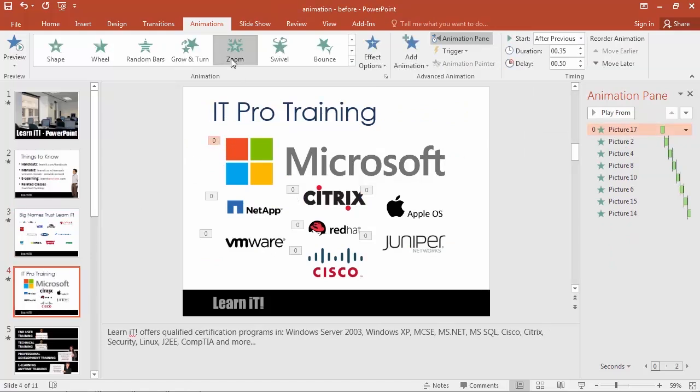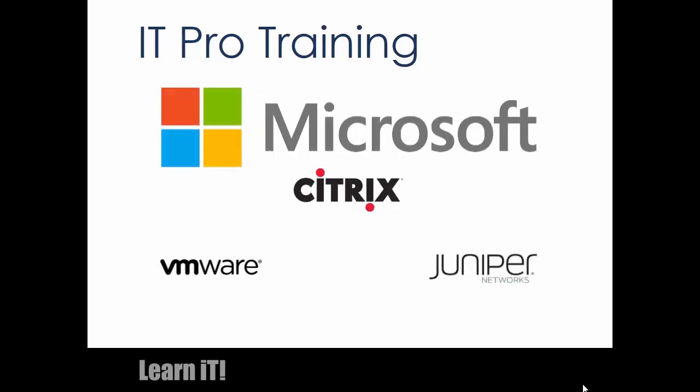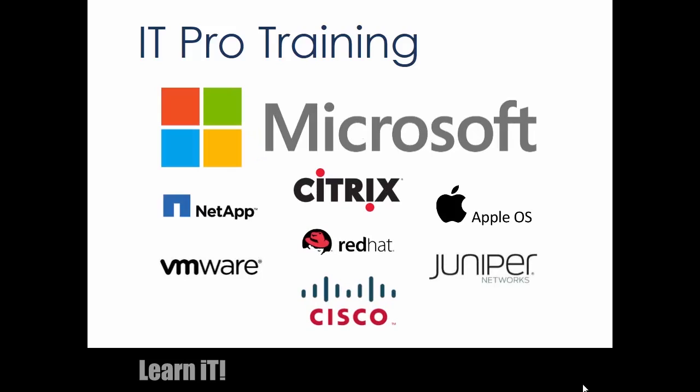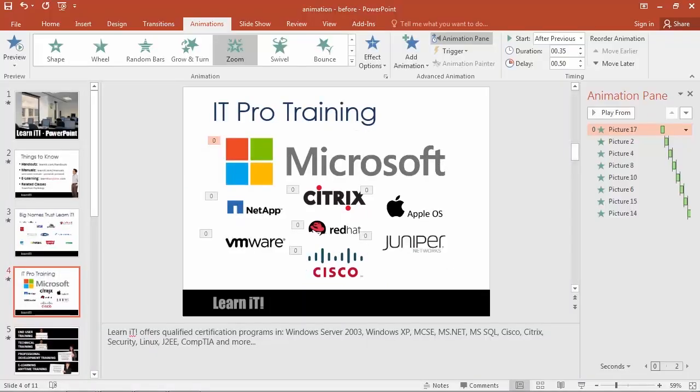Here under IT Pro Training, we've got a zoom animation. Again, it's set to start after the previous, so it happens automatically, and the duration's even faster. It's down to about 1/3 of a second. But look, it's engaging, isn't it? Once people start seeing an animation, if they have to wait for it to finish, they get really bored real quick. So it's okay to have fast animations as long as they don't feel jarring.